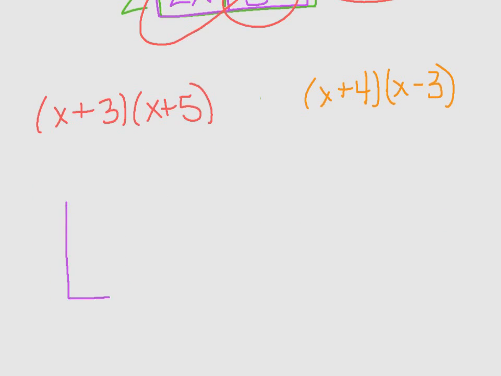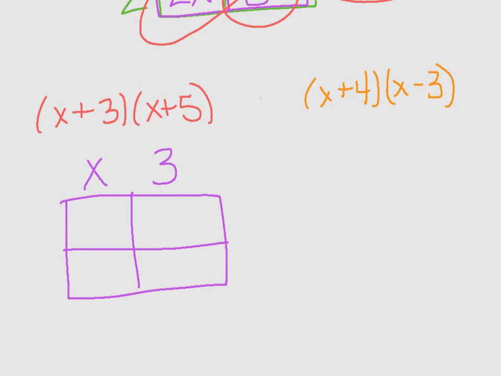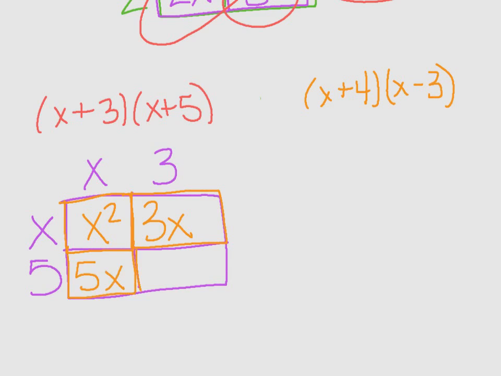Now if I want to do x plus 3 times x plus 5, make yourself a box. On the top I'm going to do x plus 3. On the left hand side I will do x plus 5. If I multiply to find this top left box, it's x times x, or x squared. The top right box is x times 3, or 3x. The bottom left box is 5 times x, or 5x. And the bottom right box is 5 times 3, or 15.